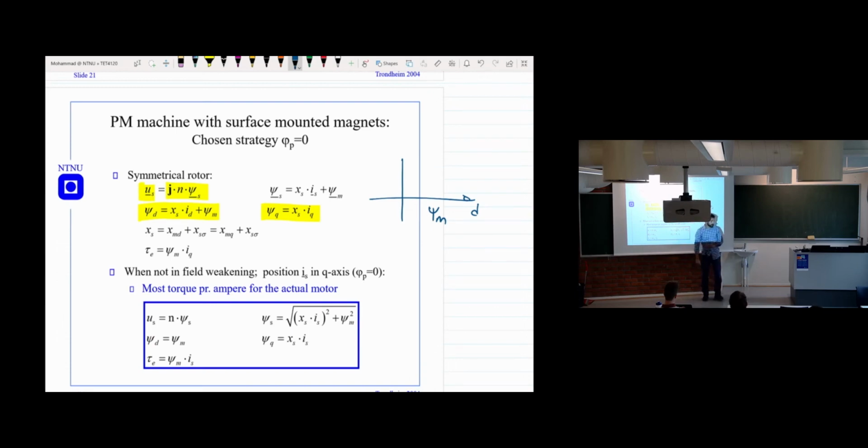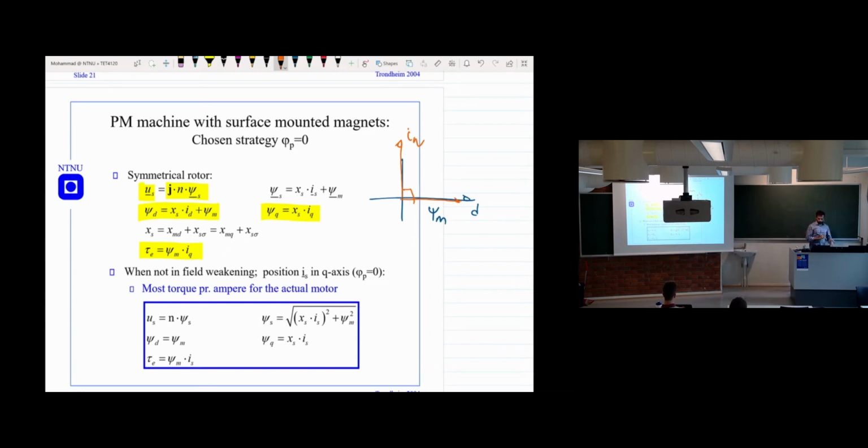So we have this, and then we have the torque equation. And we see that it produces maximum torque when we place the current vector in the q-axis. When we have the current here, and we have the psi m here, and we have the 90-degree angle between them, that produces the maximum torque.